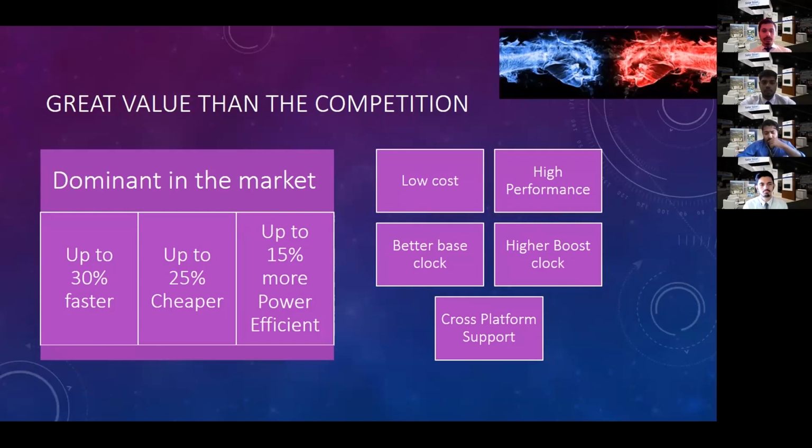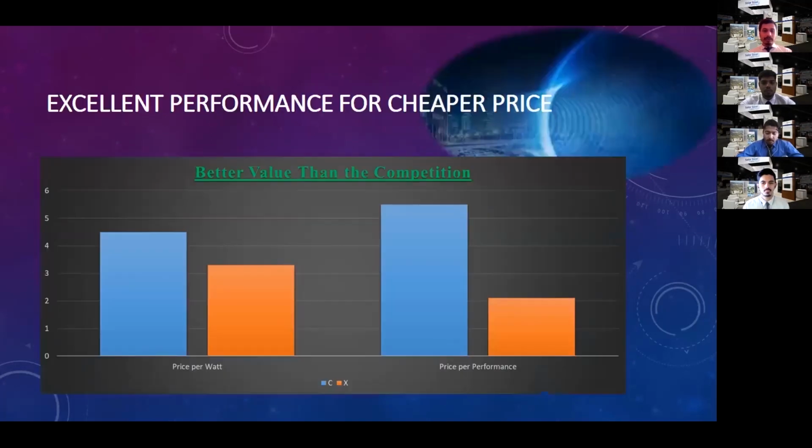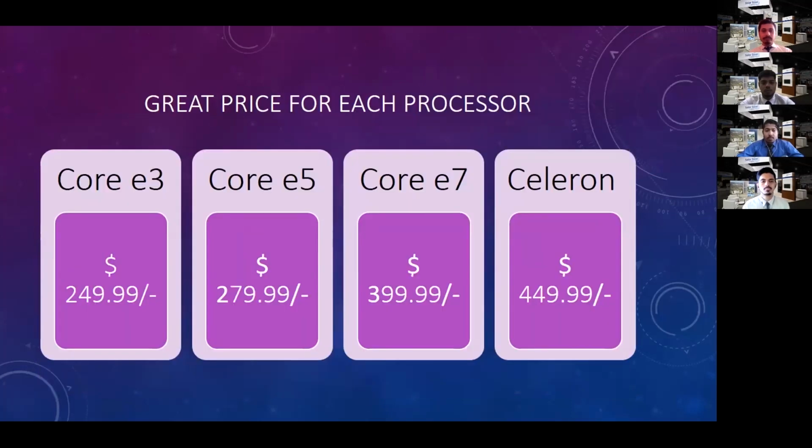And our latest processor, the Celeron, is 13 times faster, 15 times more efficient, and at 25% lower cost than the competition. We promise to provide better value both in terms of performance and energy consumption. Our products are highly affordable and greatly more efficient than the competition. We also provide a great price for each processor: E3 starting at $249.99, E5 starting at $279.99, E7 at $399.99, and our latest and greatest processor, the Celeron, at $449.99.